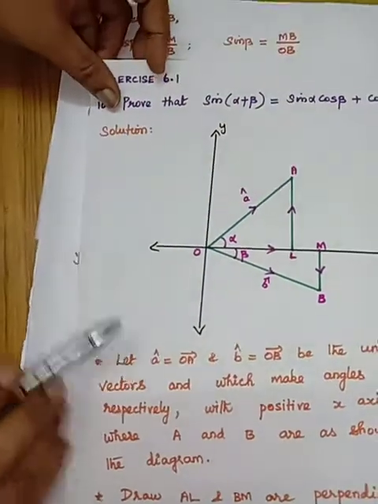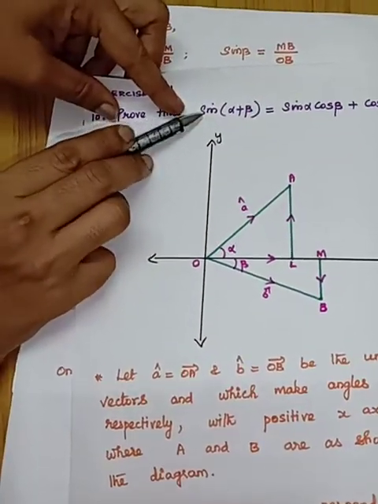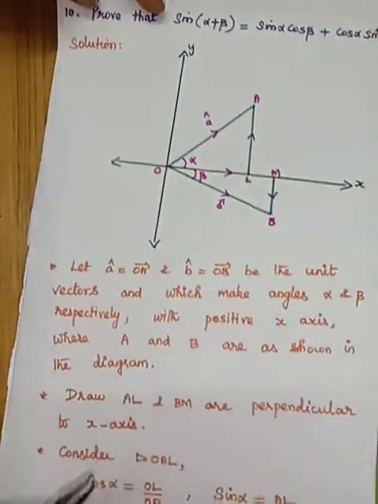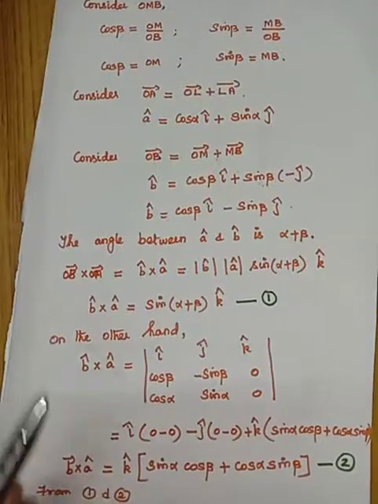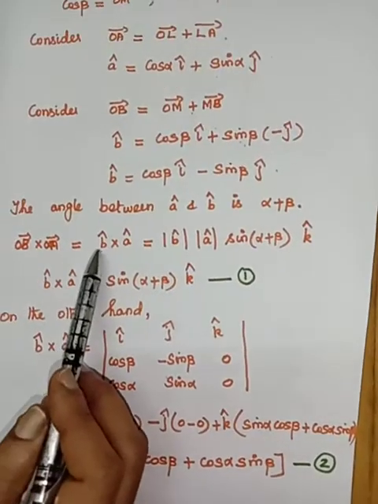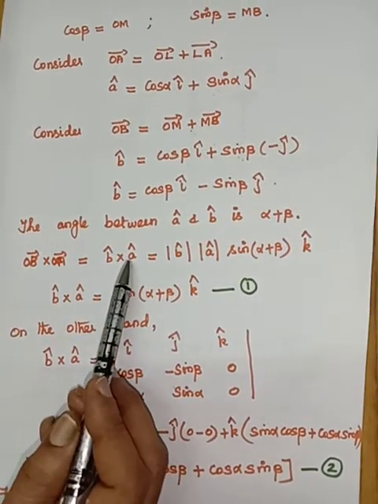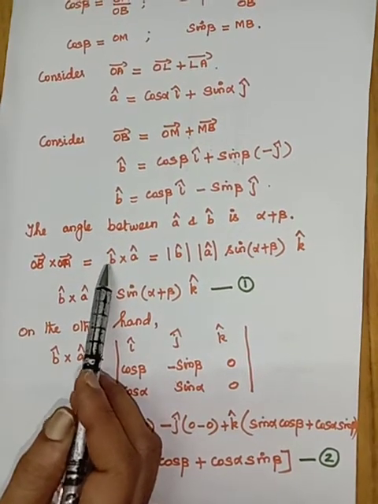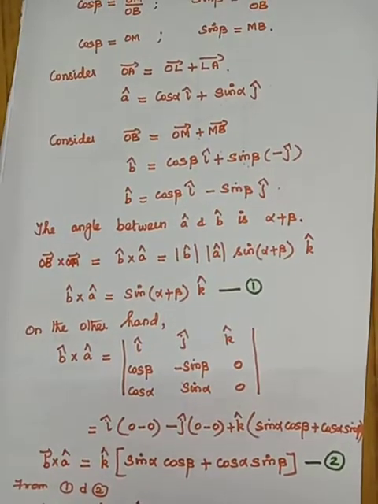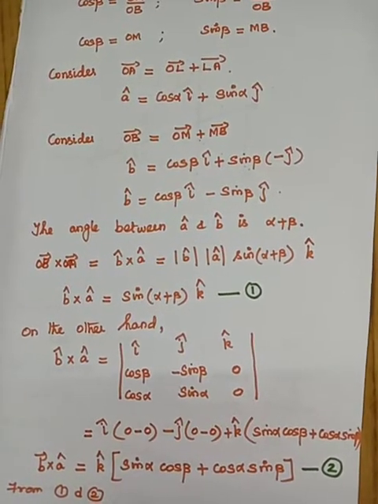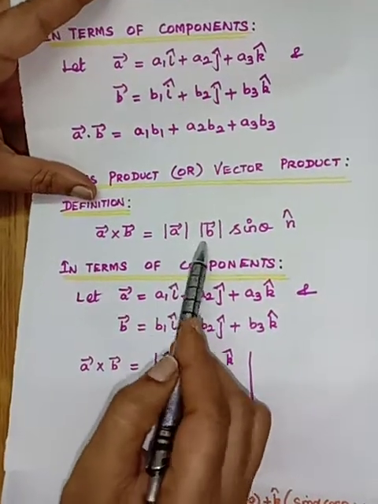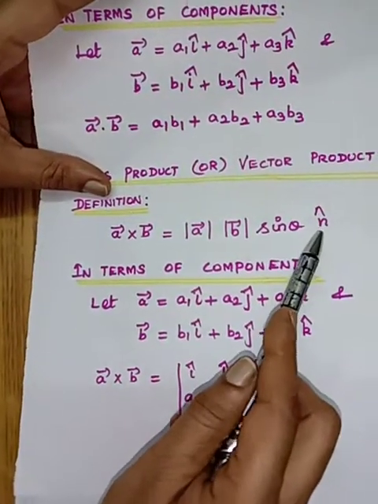You see now, here the question is what? Sin of alpha plus beta. If sin theta comes, you have to use the cross product. While you are using the cross product, you have to take B cap cross A cap. Use the definition of cross product. What is the definition of cross product? It is modulus of A vector, modulus of B vector, sin theta n cap.